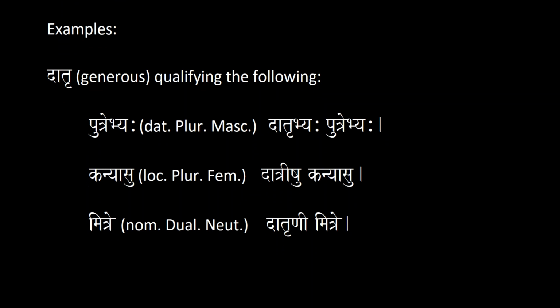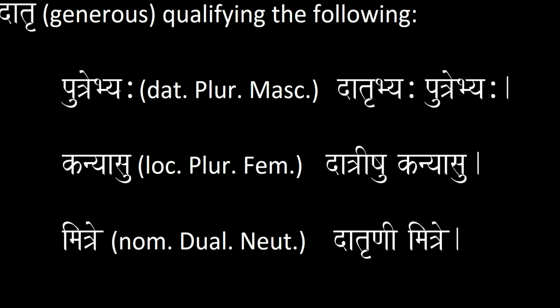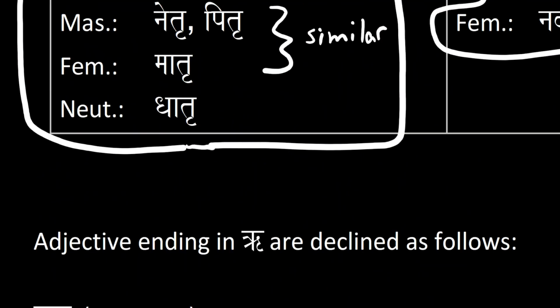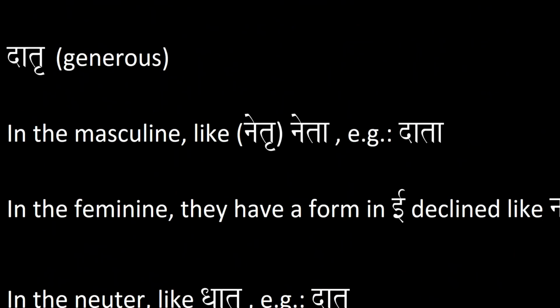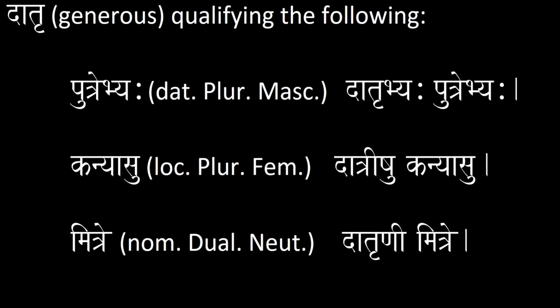So dhatri again is generous, and it qualifies for the following examples. We have an example here for dative plural masculine. That noun is a dative plural masculine case. So we have putrebhyaha. And then dhatri is declined like netri. So dhatri is converted into data, and then in the masculine it becomes dhatribhyaha, putrebhyaha.